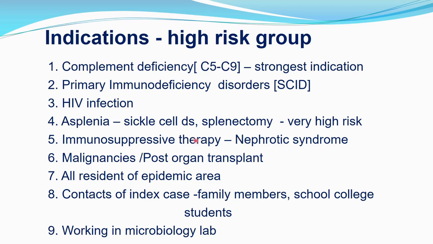Immunosuppressive therapy: children who are getting immunosuppressive therapy like nephrotic syndrome, leukemias and many other conditions where they get steroid or any other immunosuppressive therapies like connective tissue disease, all those. And malignancy and post-transplant patients also should get this vaccine. All residents of the epidemic area and contacts of the index case, family members, school and college students who are coming in contact with the index case, they should get this vaccine. And people who are working in the microbiology lab should also be vaccinated. And even the doctors who come in contact with the index case should also be getting this vaccine.